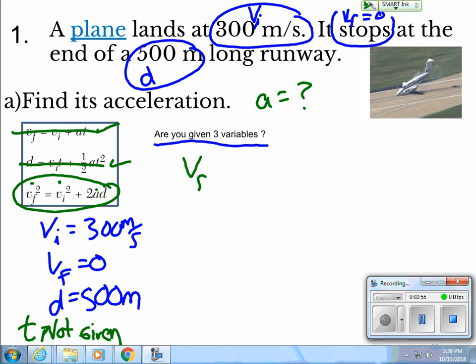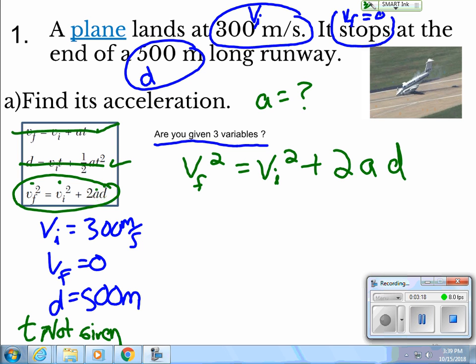My equation states that V final squared is equal to V initial squared plus 2AD. Now, if you want to make an observation here, the plane has speed and it slows to a stop. So that acceleration would be a deceleration. That should be negative at the end, which should be a clue for us for later.